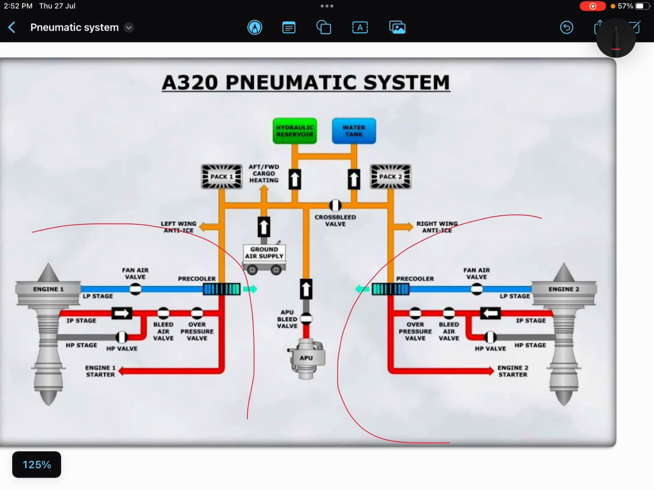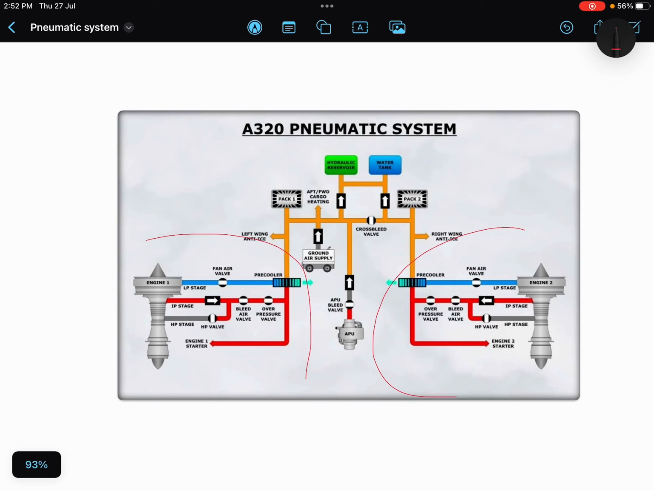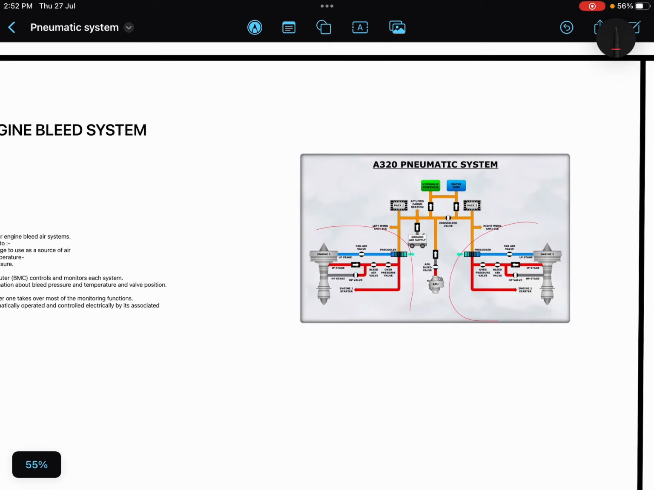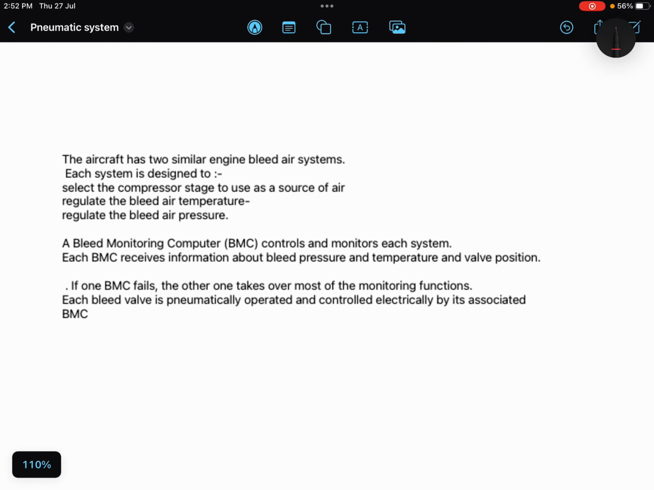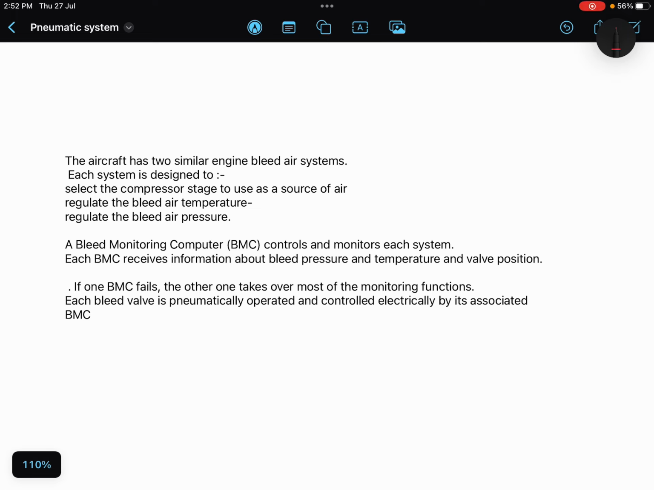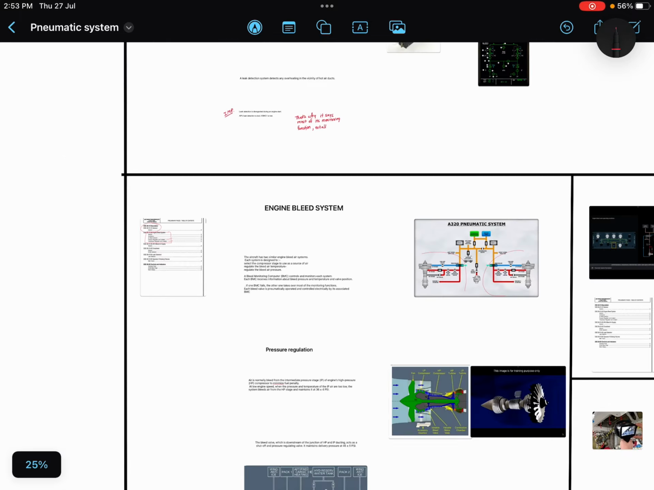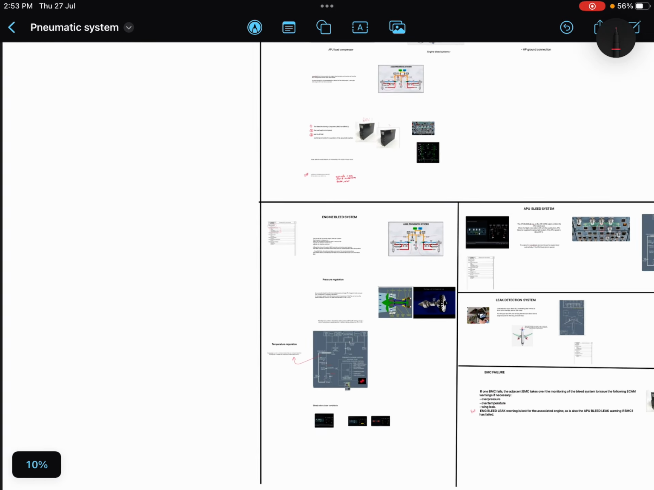Both systems are capable of regulating bleed air pressure and bleed air temperature. A bleed monitoring computer controls and monitors each system. If one BMC fails, another BMC takes over almost all of its monitoring functions. It is a point to remember, most of its monitoring functions, not all. I will tell you why it is written that it takes over most of its monitoring functions, not all, in crossbleed, or I think leak detection.